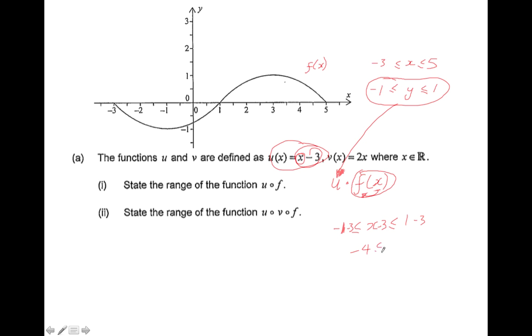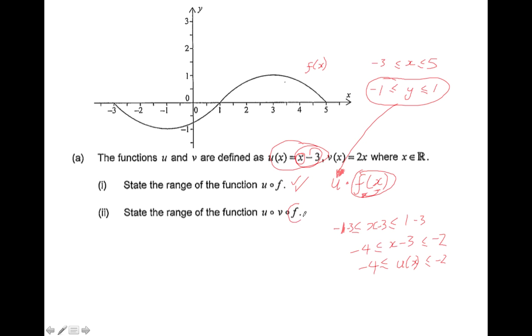-4 less than or equal to x minus 3 less than or equal to -2. But x minus 3 is u of x. And u of x represents the range or the output. So that's the range or the output. And you can see that we're going to attack the second question in a very similar way.